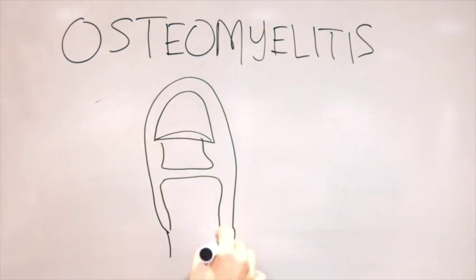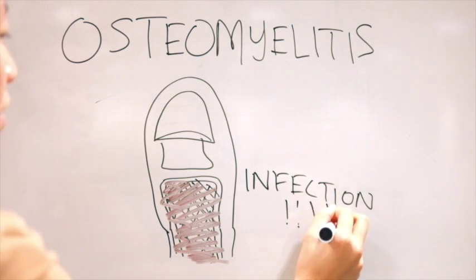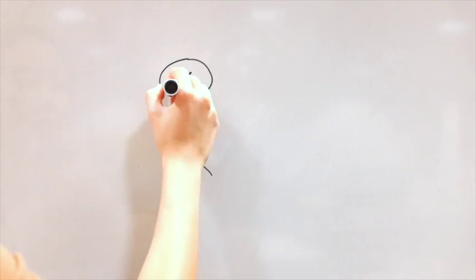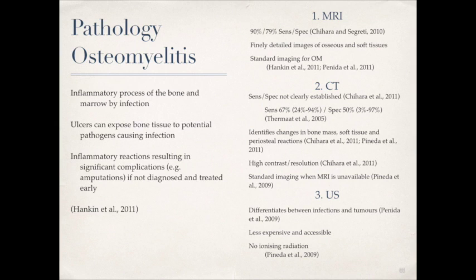Osteomyelitis is an inflammatory process of the bone and marrow caused by infection. Ulcers can expose bone tissue to potential pathogens causing infection, and inflammatory responses such as this result in significant complications such as amputations if not diagnosed and treated early.